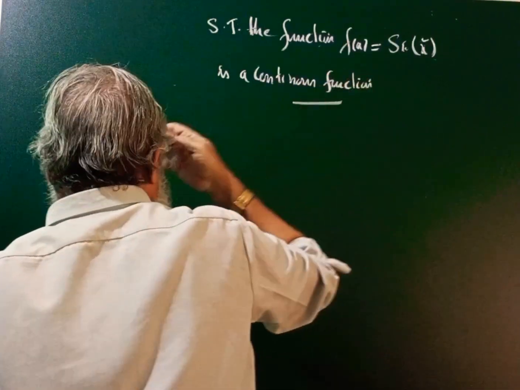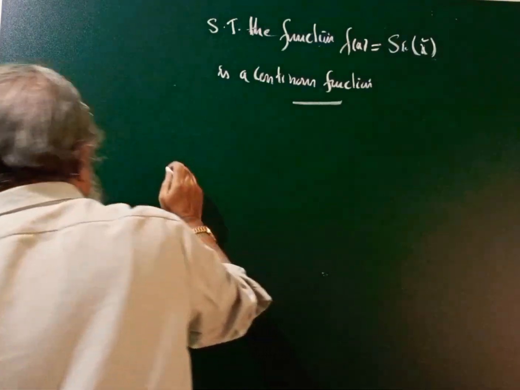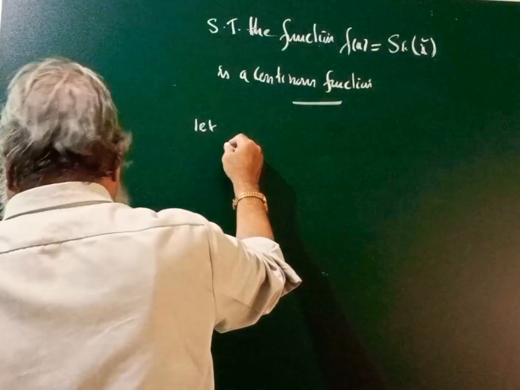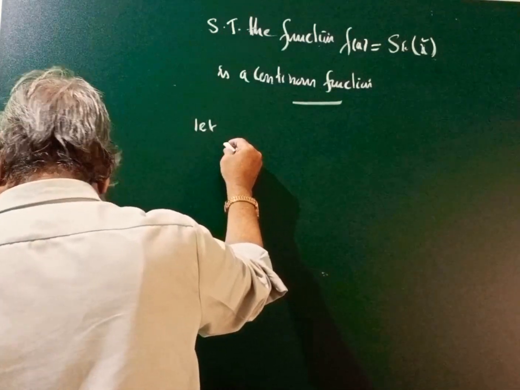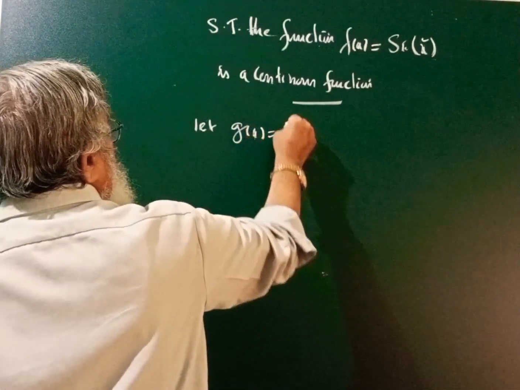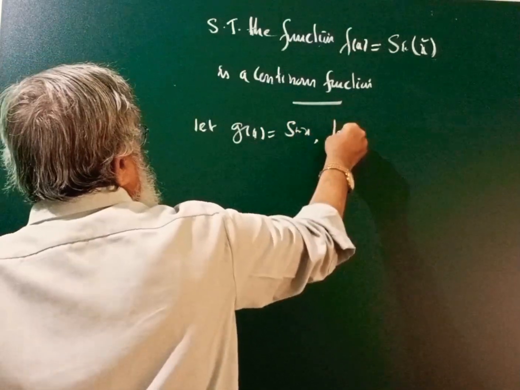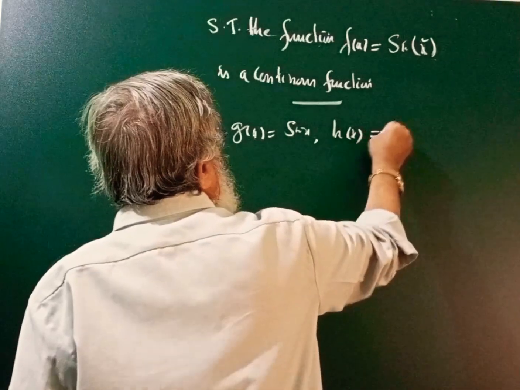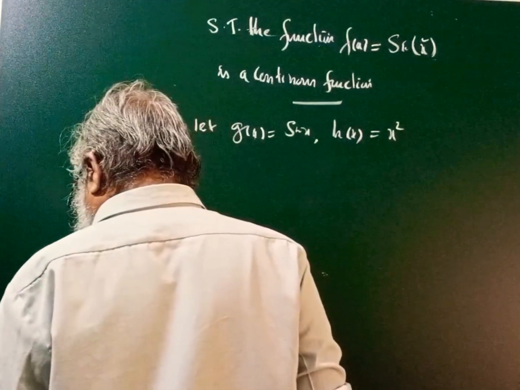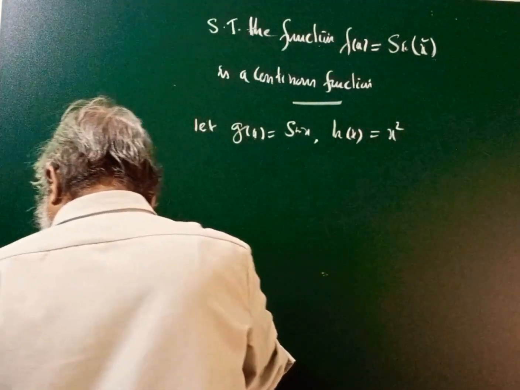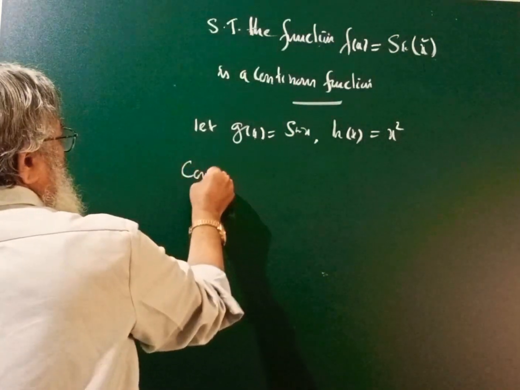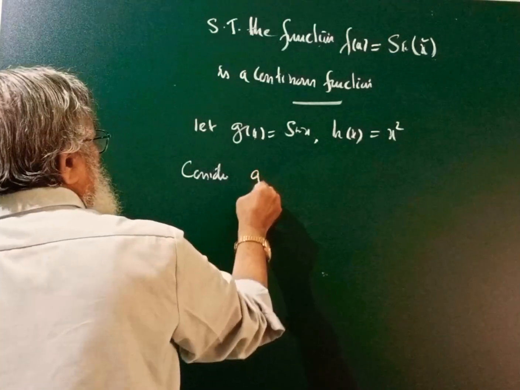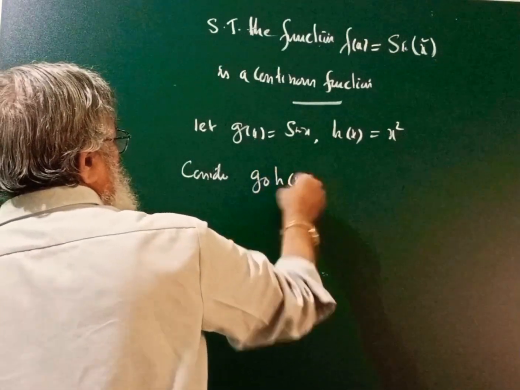Now we make use of the theorem we have just stated. Let us suppose we have sine x square. So suppose g(x) is equal to sine x, and h is also a function, h(x) is equal to x square. Then you see here, consider g composition h of x.